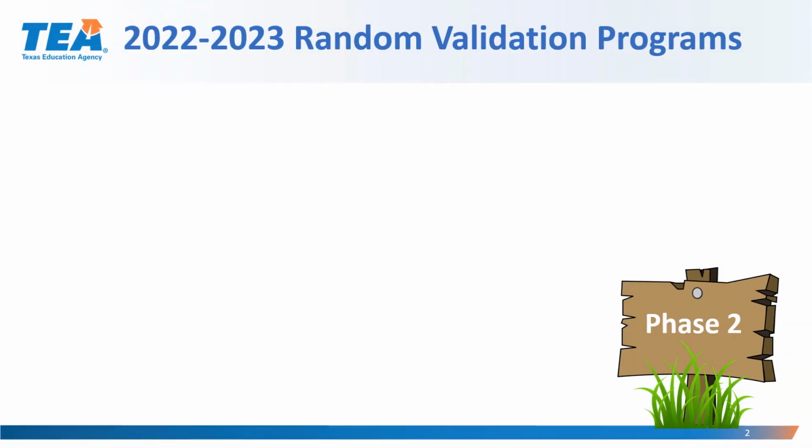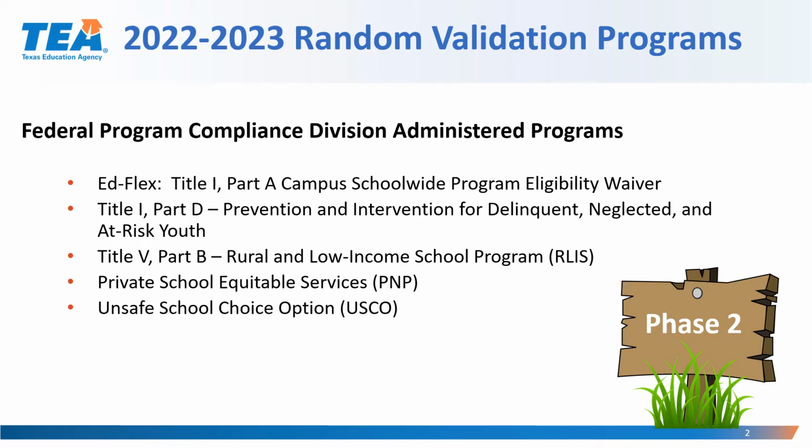Phase 2 of the Random Validations process includes the following programs administered in the Federal Program Compliance Division: EdFlex, Title I Part A Campus School-Wide Program Eligibility Waiver; Title I Part D, Prevention and Intervention for Delinquent, Neglected, and At-Risk Youth; Title V Part B, the Rural and Low-Income Schools Program; Private School Equitable Services; and the Unsafe School Choice option.